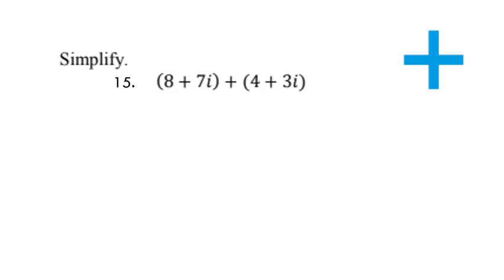All right. Okay, simplify again. Same thing we've been doing the whole time. 1 times 8 is 8. 1 times 7i is 7i. 1 times 4 is 4. 1 times 3i is 3i.